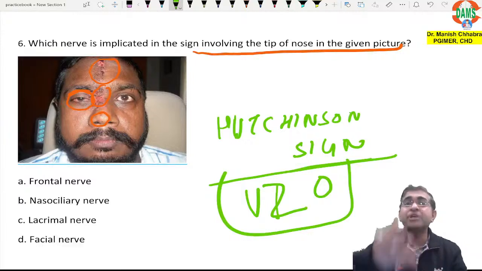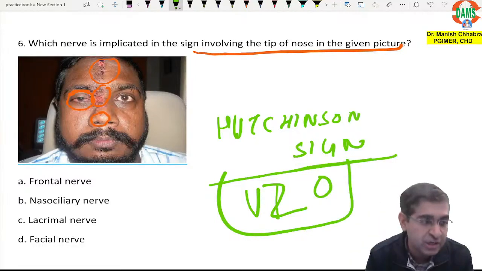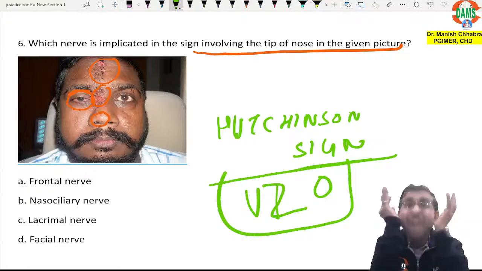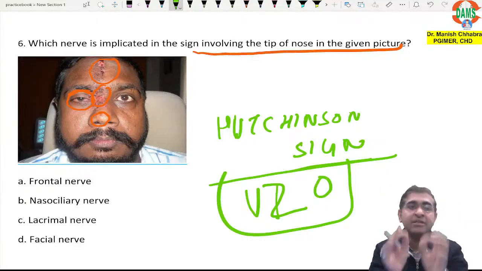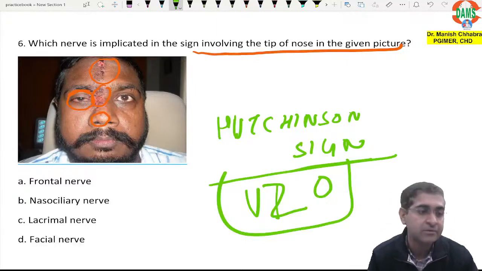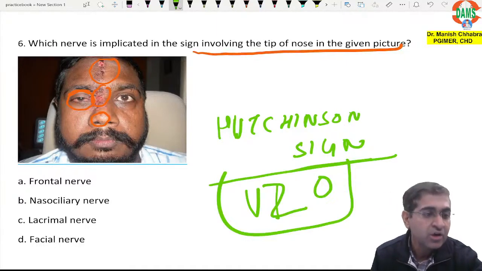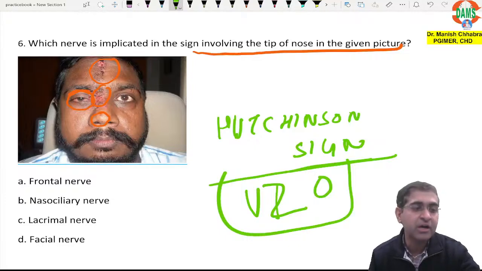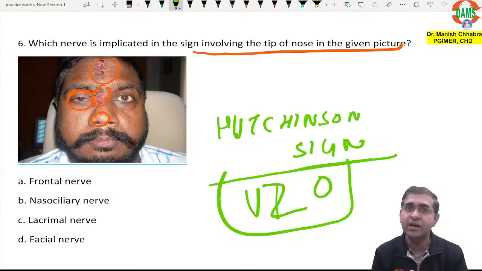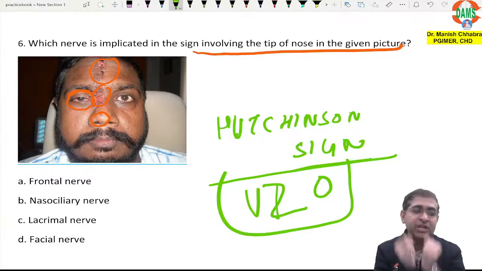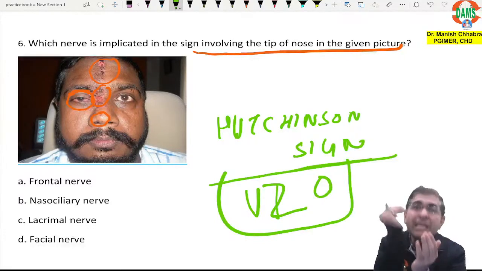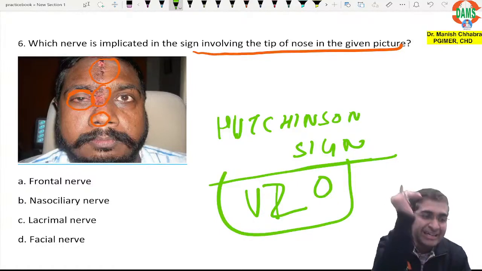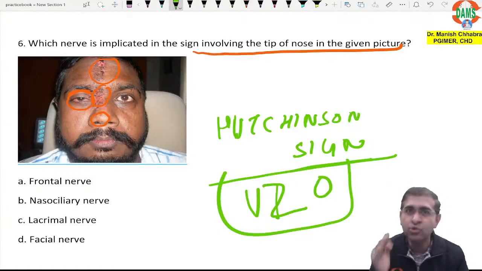Now, once the patient gets the chickenpox infection, the chickenpox virus is going to stay in the trigeminal ganglion. It will make its home in the trigeminal ganglion and wait for the patient's immunity to decrease. The virus will keep on waiting for the decrease in the patient's immunity and will start flourishing.